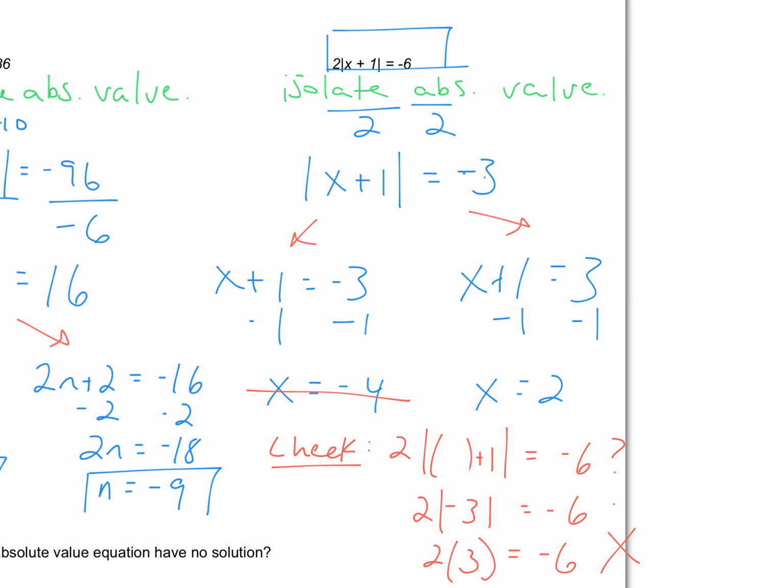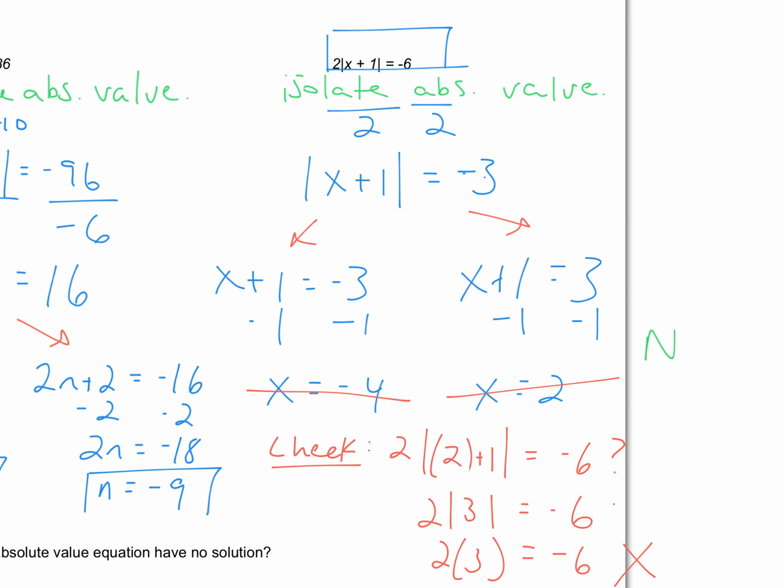I'm going to go in here and erase that and put in a 2 into the original equation because that's the other solution. 2 plus 1, 3. The absolute value of 3 is 3. So is 2 times 3 equal to negative 6? We just had that question. It's not. This one's no good. So that means there is, I'll write it off to the side, no solution to this one.